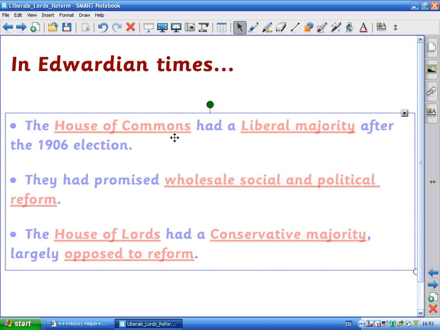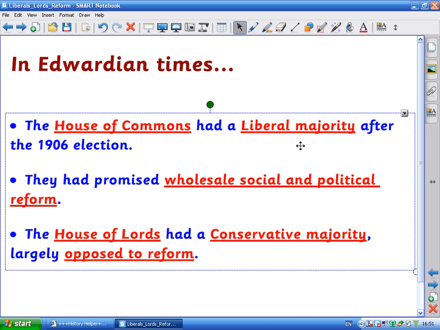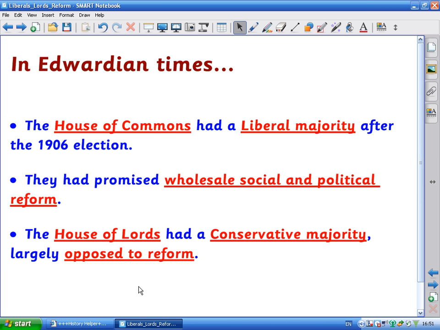So, let's just reinforce this point. The House of Commons had a Liberal majority after the 1906 election. Don't forget the Liberals had won with a landslide. And that's because they'd promised wholesale social and political reform. Now the House of Lords had a Conservative majority, and it was largely opposed to reform. So you can see that when it came to laws being passed, there was obviously going to be some tension between the two houses of Parliament.